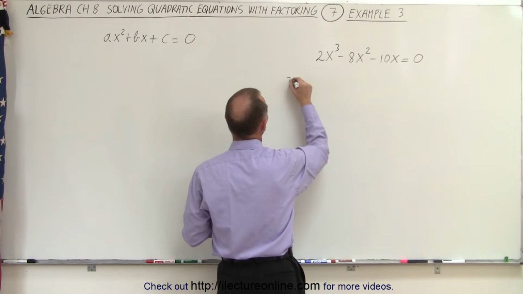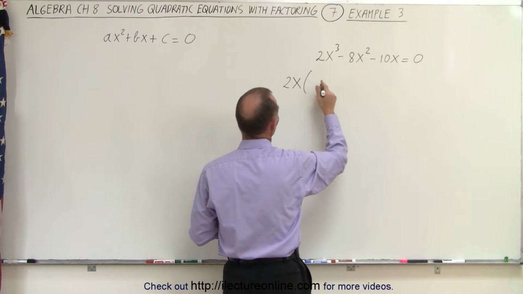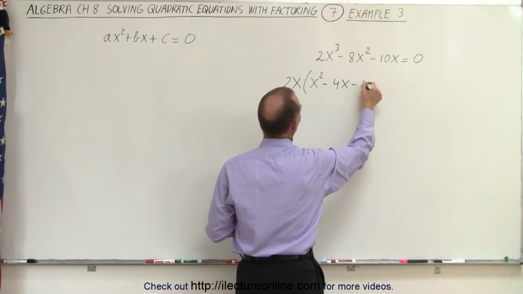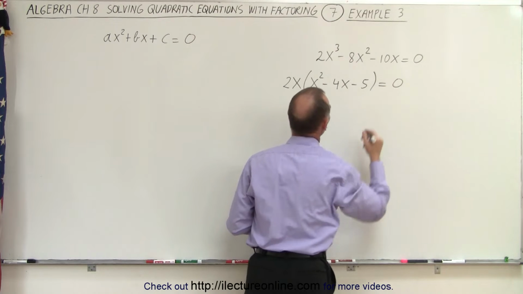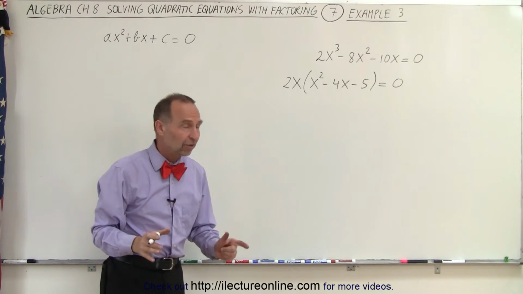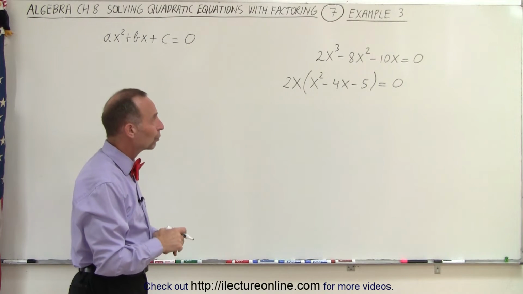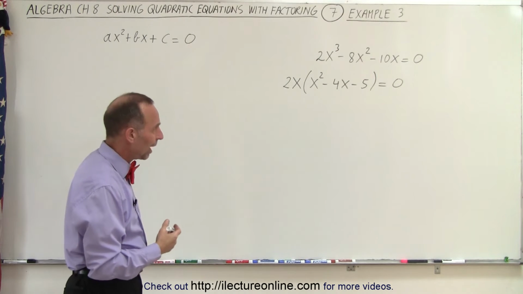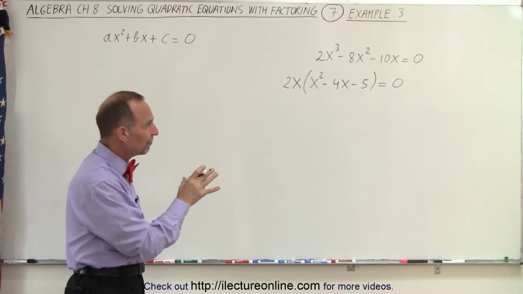So that ends up being 2x times what we have left, which would be x squared minus 4x minus 5 equals 0. And now you can see what we have in the parentheses. That is indeed a quadratic equation, or at least a polynomial to the second power. And so that one we can factor separately.